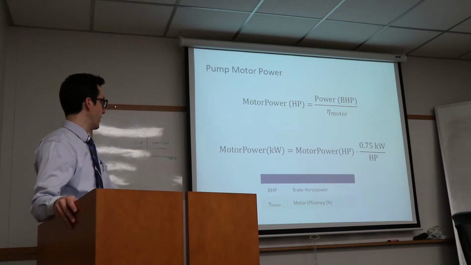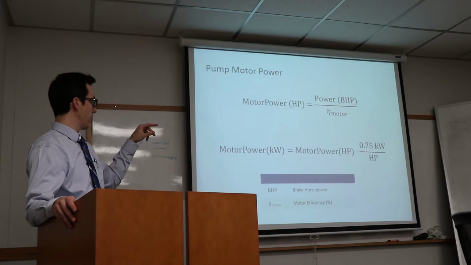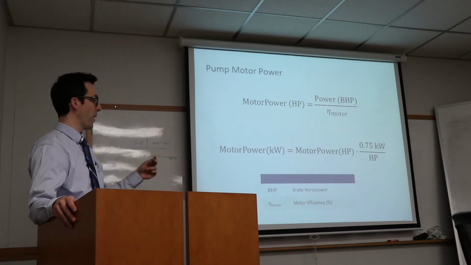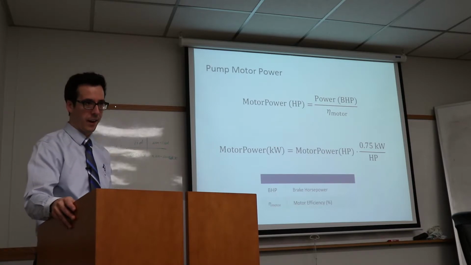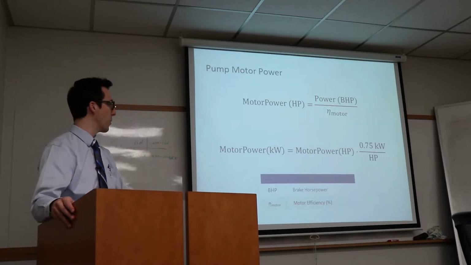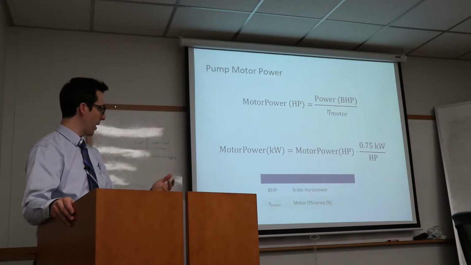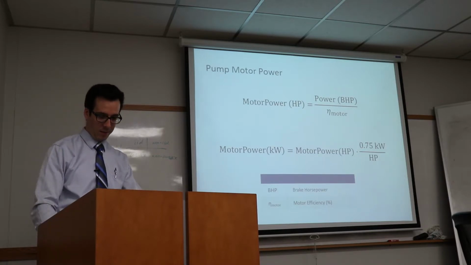And that's all I wanted to show on this slide: the brake horsepower is what you put into the pump, and then the motor power is that divided by the motor efficiency, something like 94.5% for high efficiency motors these days. And then the motor power in kilowatts is the motor power in horsepower times 0.75. So you can do that conversion pretty easily.